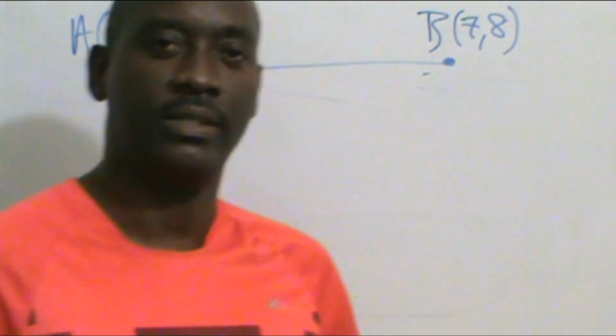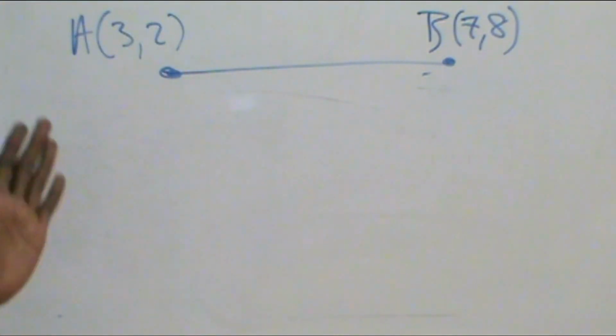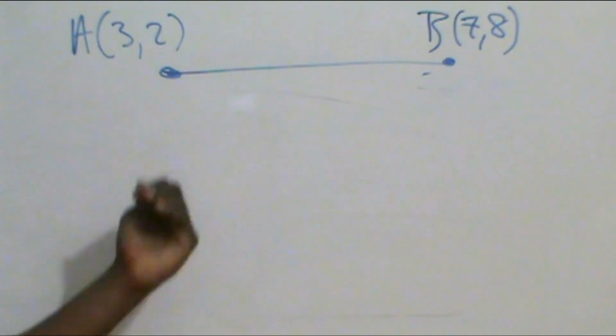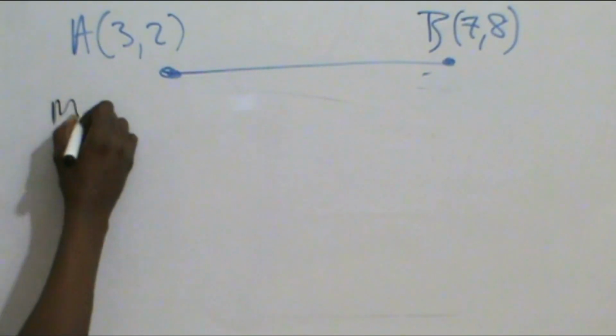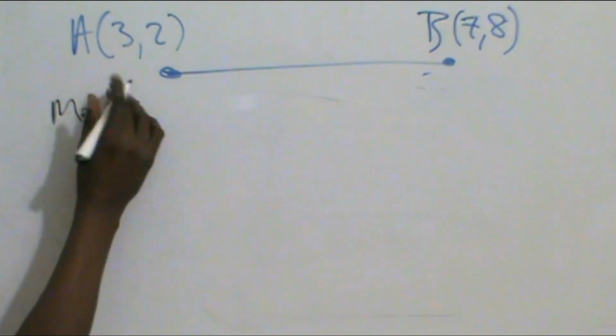B-R-E-V-I-T-Y. Alright? So we continue. So the gradient is 6 over 4, which is 3 over 2. So write on the gradient. The gradient m is equal to 3 over 2.